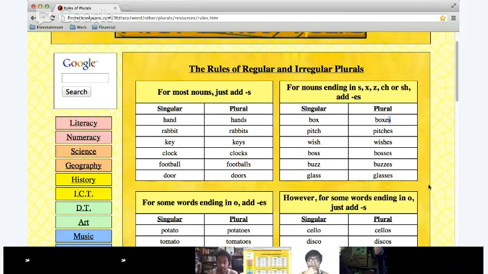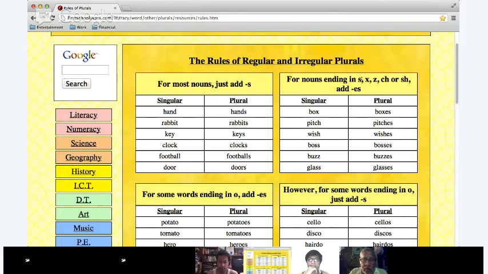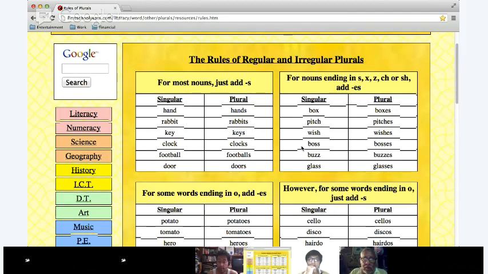Boxes, pitches. Here when we're talking about just adding an S, sometimes it sounds like an S, other times it sounds like the voiced S, other times it's voiceless. Hands, rabbits, that's an S, keys, that's that Z sound, clocks, back to S. So it just depends. We'll go over those rules in just a bit as well. So ending with S, X, Z, CH, or SH, we add an S or an ES. Good. All right.